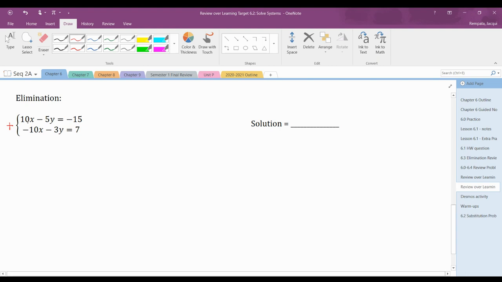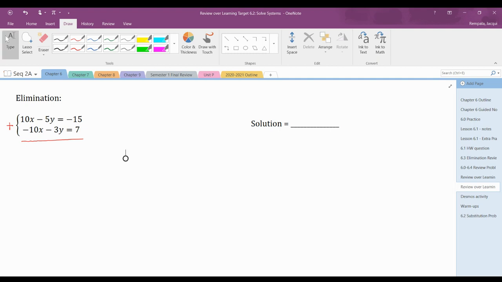We'll notice that the top x has a positive 10, the bottom x has a negative 10. Those are opposites. If I add 10 and negative 10 together, it's going to give me 0. So that tells us that this is already good to go. We can eliminate. So the x's cancel. I'm not actually going to cross them off because I'm going to need these equations later, but the x's turn to 0, so that goes away.